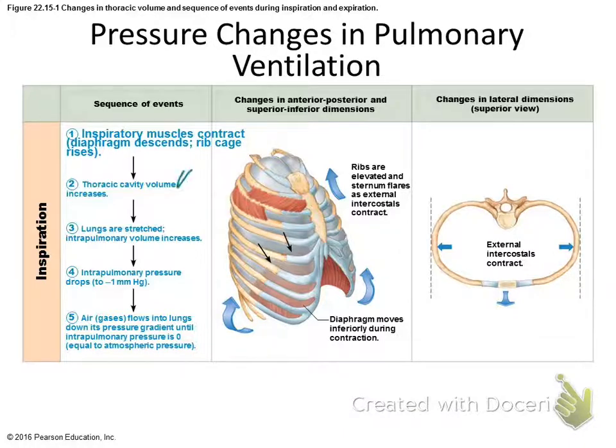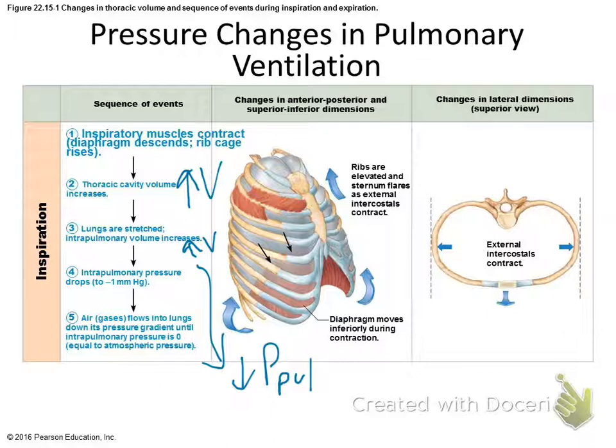And if we increase that volume, that's going to help to pull the lungs open as well, right? Because we know the lungs are going to stretch to follow that movement of the thoracic wall. So that increases lung volume as well. And if we increase the lung volume, what's going to happen to pressure? It's going to decrease which pressure? Intrapulmonary pressure then is going to decrease. And as long as that pressure is below atmospheric, we're going to see the air entering the lungs then, right?